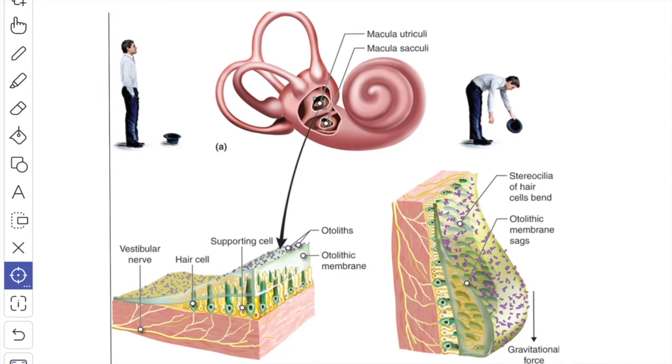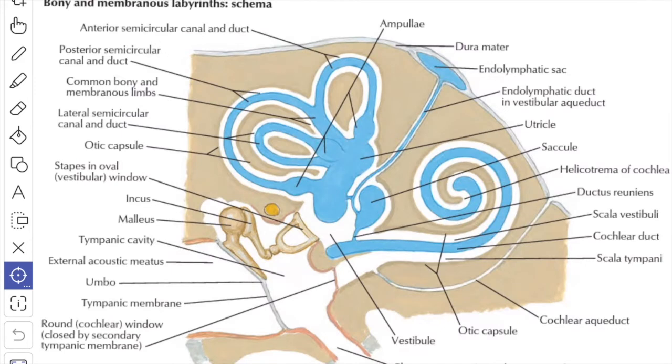The utricle and possibly the saccule respond to the linear acceleration during the movement of the head in a straight line, that is forward and backward or up and down. Next we'll see about the semicircular ducts.